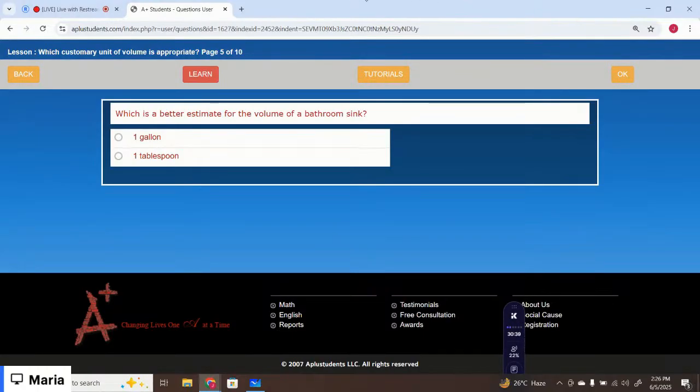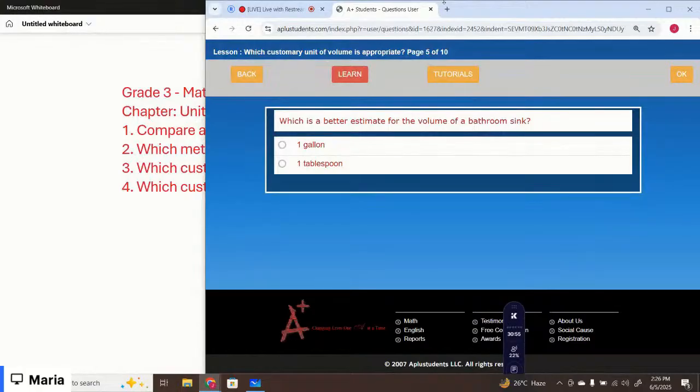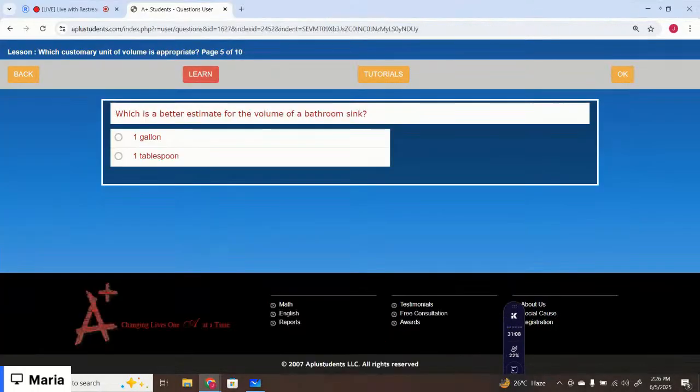Which is the better estimate for the volume of a bathroom sink? The better estimate for the bathroom sink is the valid option, and the other one is the incorrect option.